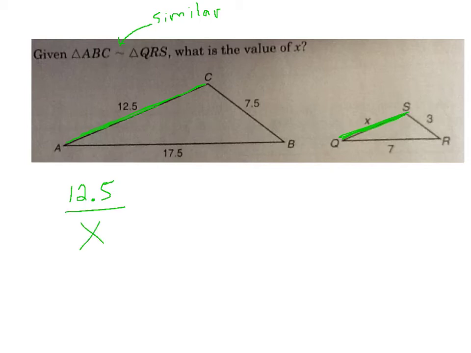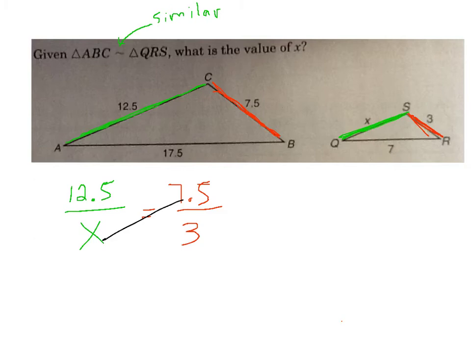And then I'm going to match up another pair of corresponding sides. We've got this one here can match up with this one, so we can say 7.5 is to 3. Now we've got a proportion, and we can just cross multiply and solve that.